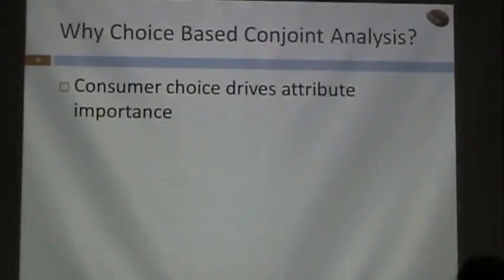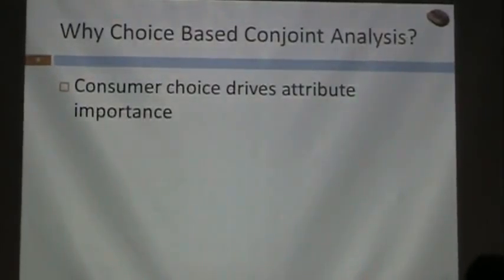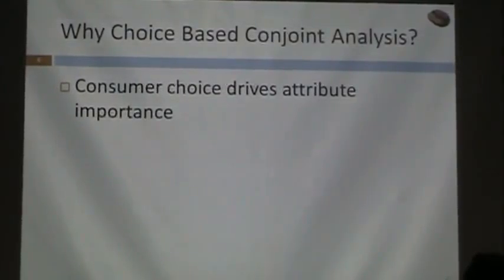So why choice-based conjoint analysis? Why would you choose this method? Well, because consumer choice drives attribute importance. Consumers go to the grocery store, and let's say the consumer is trying to buy some plain potato chips. And when they go to the store, they see all the different brands. They see baked, they see fried, they see Ruffles, they see the flat kind, they see different salt contents or different cooking methods. And they choose one.